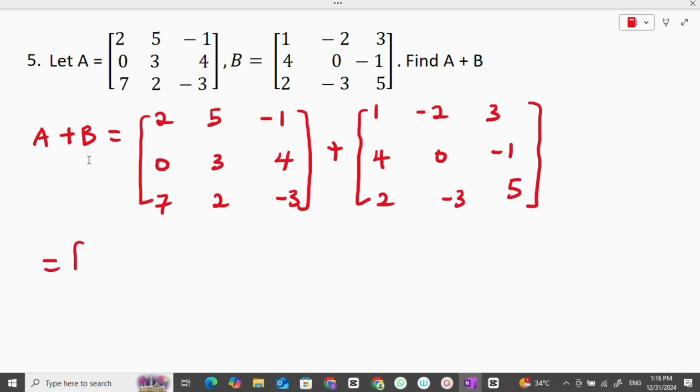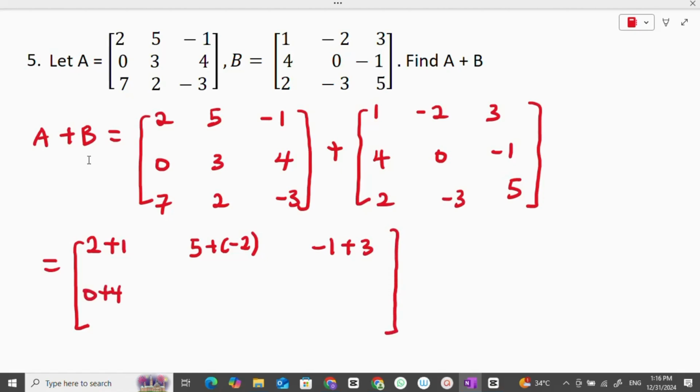So this is equal to, we are going to take first row, first column for each of them in the matrix. Then we go on to the first row, second column, and thereabouts. So for the first row, first column, this is going to become 2 plus 1. We go on to the next one. This is going to become 5 plus negative 2. Right here, this is going to become negative 1 plus 3. So we go on to the next one. We have 0 plus 4. We go on to the next one. We have 3 plus 0.